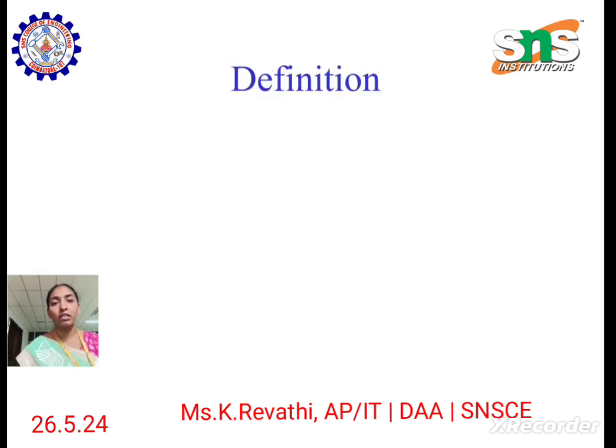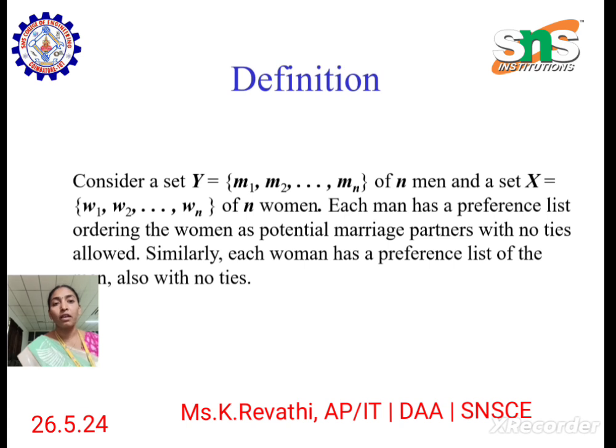The definition of the stable marriage problem is: consider a set Y equal to m1, m2 up to mn of n men, and a set X equal to w1, w2 up to wn of n women. Each man has a preference list ordering the women as potential marriage partners with no ties allowed. Similarly, each woman has a preference list of the men, also with no ties.